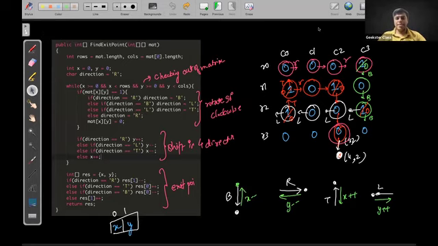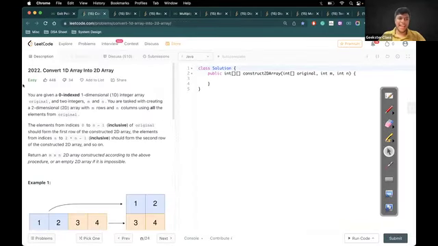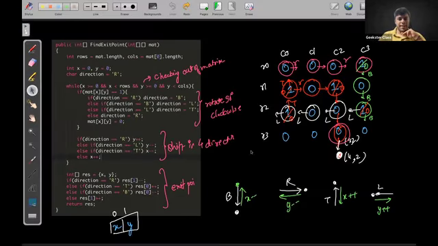Okay, quickly submit this on Geeks for Geeks. I will be discussing the next problem, which is easy. The tag is easy, but this is also conceptual. The next problem will be convert a 1D array into a 2D array. Very famous problem, very important problem. Convert a 1D array into a 2D array.